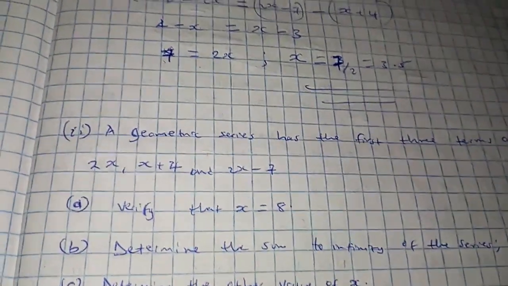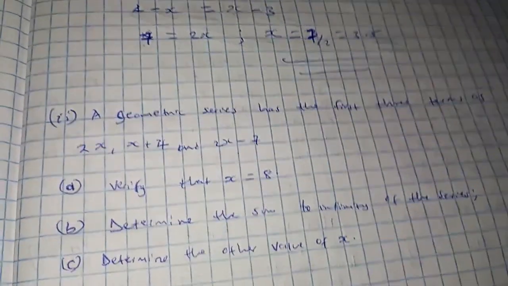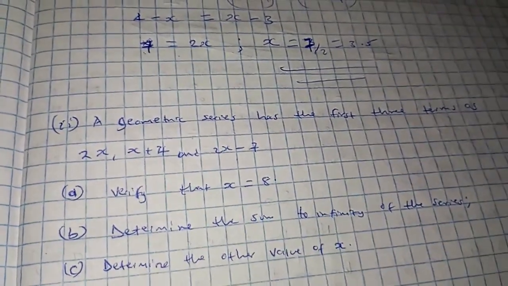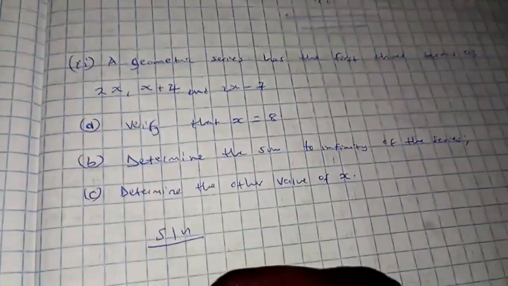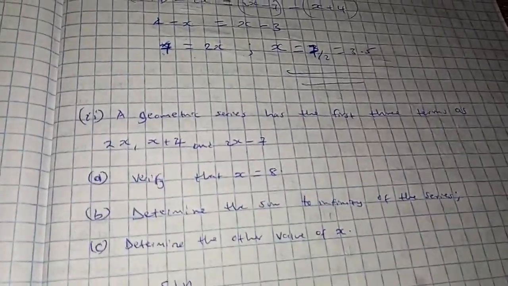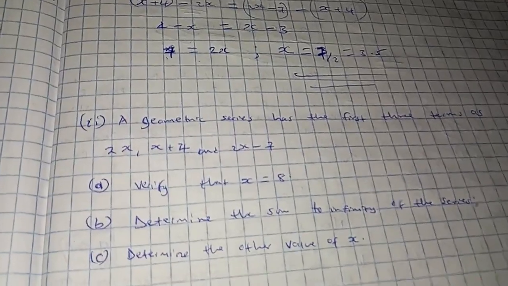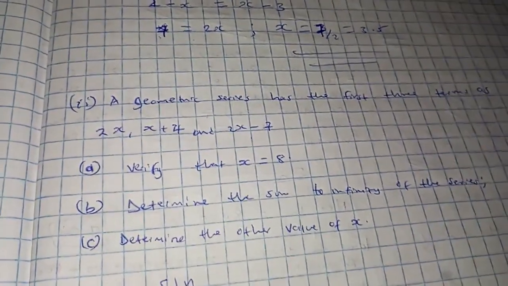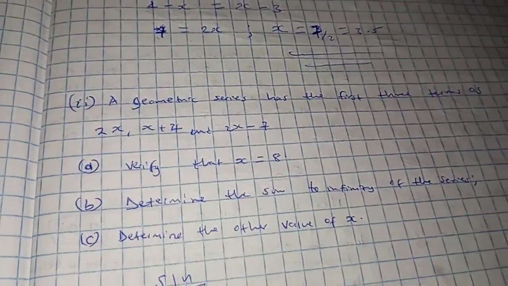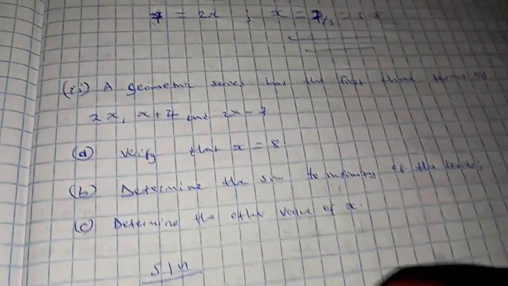So what do we do? First, in this case, we know very well, if you are given a GP, this is our solution. For a GP, we know that the first term, we are told that the first term is 2x, then second term x plus 4, and 2x minus 7.